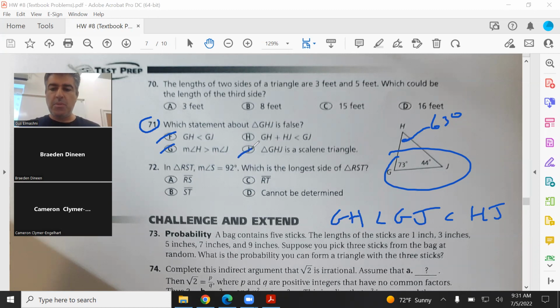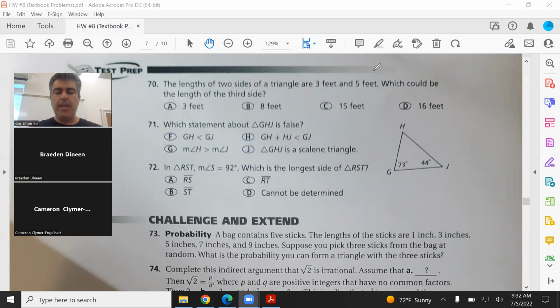Then GH plus HJ, well, that's not going to be true, because remember, one side cannot be more than the sum of the other two sides, plus GJ is the middle side anyway. But you can't have that. Remember, it always has to be this kind of situation here: the sum of any two sides is always bigger than the other side. So that's why that one's false. And then you just give a reason like, hey, you can't have one side more than the sum of the other two sides. That's impossible. So that's a big idea there.